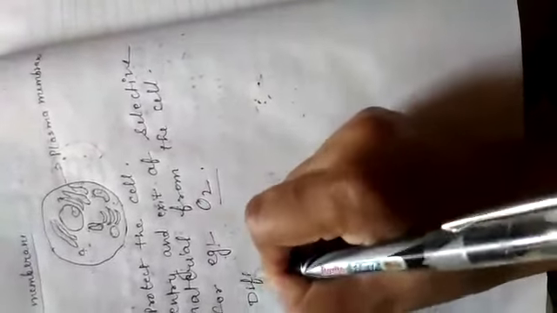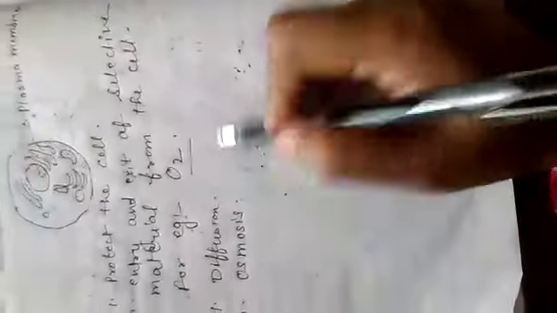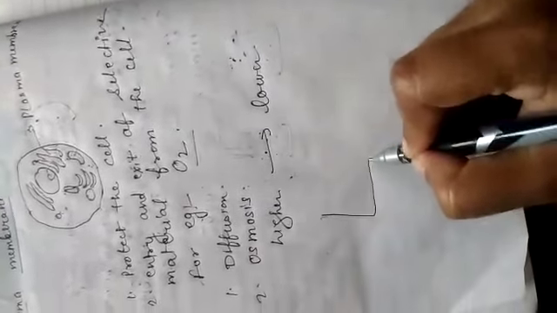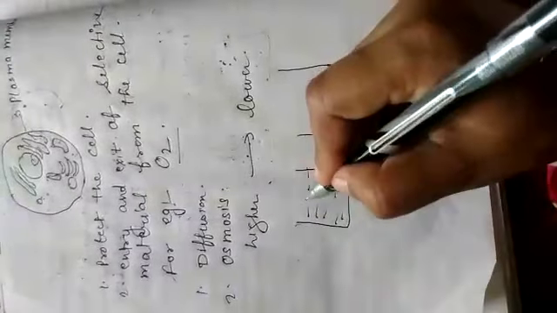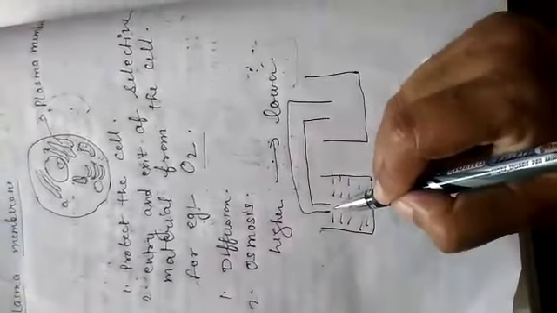Now it follows two processes, that is diffusion and osmosis. Actually both processes are the same. Things will go from the higher concentration to the lower concentration. How does it go? For example, if we take a bucket that is full of water, and we take another bucket that is completely empty, and we join them through a pipe, what will happen? The water will ultimately go from here to here.